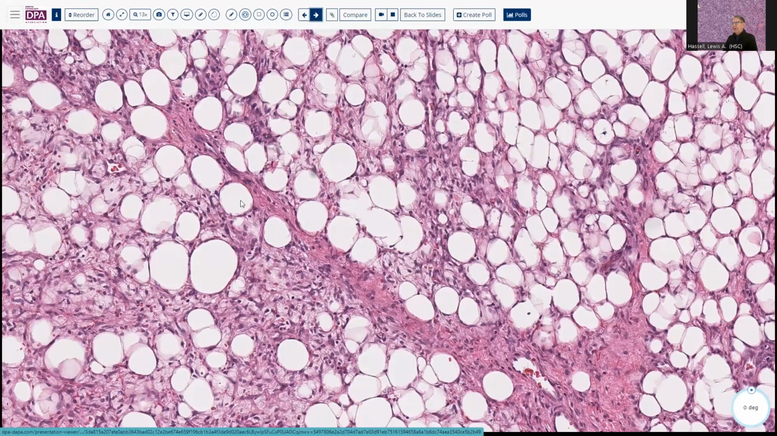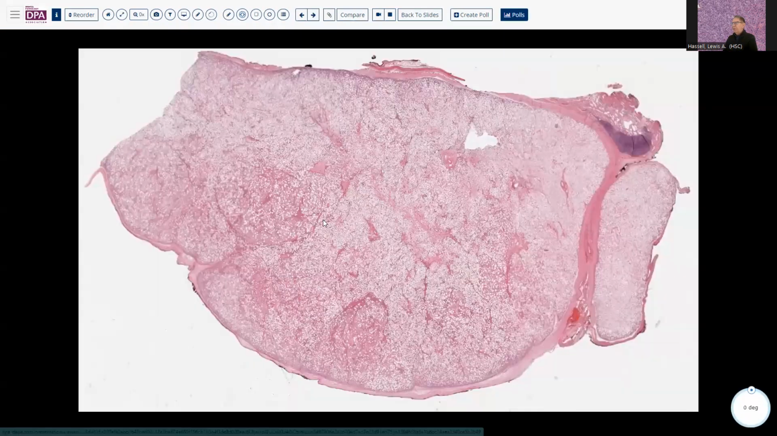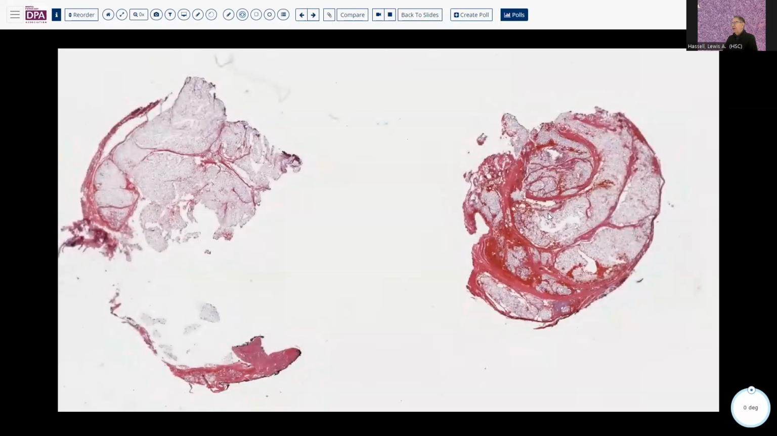I think we have another example here just to give you a little bit more. I think actually this may be the same lesion, just stained differently. So let's go on to another slide here. I believe there's one more here.